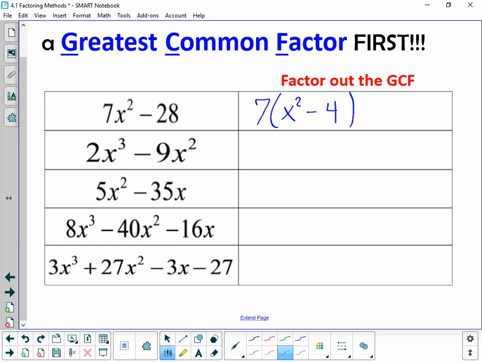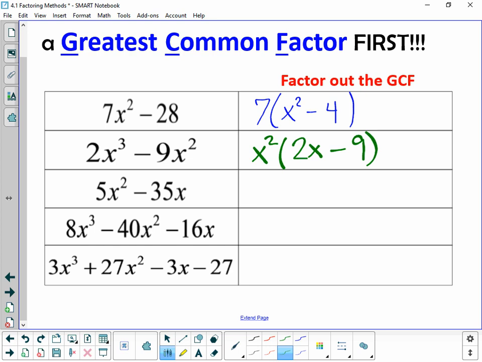In the second example here, if we're thinking about what these two terms have in common, we have 2x to the third minus 9x squared. Well, 2 and 9 don't have any numerical factors in common, but both of those terms have an x squared in common. So if we factor out those two factors of x in the first position, it's still going to have a coefficient of 2 and just one factor of x remaining. And in the second term, we have just the number 9. Both factors of x came out. So we have x squared times the quantity 2x minus 9.